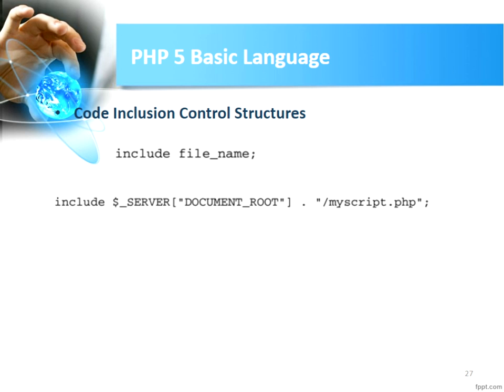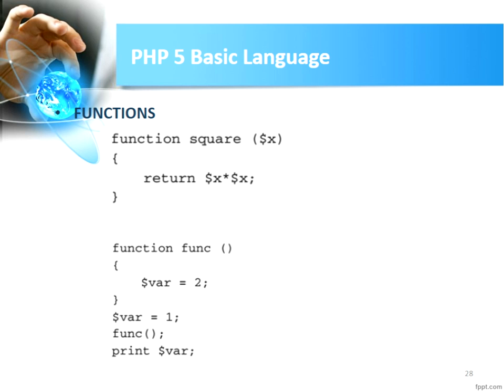There are some examples. We can also make code inclusion. For example, include file name. In this case, like import, I will include all this file. We can write functions. For example, here function square $x return $x. This is the name of the function. This is the argument of the function. So here, for example, variable equals 1, function, print variable.